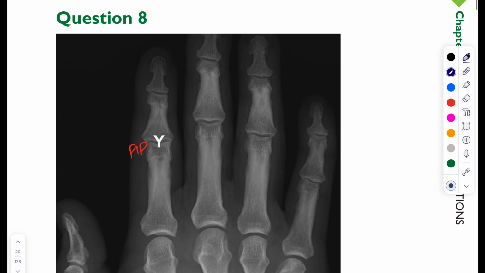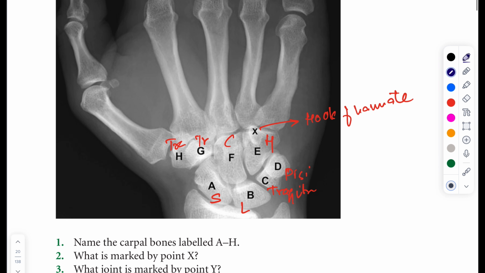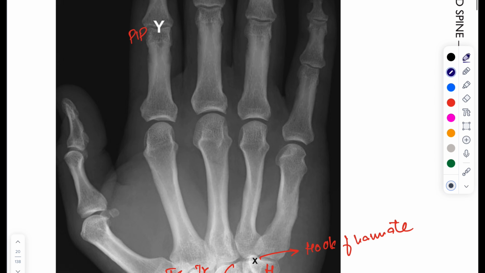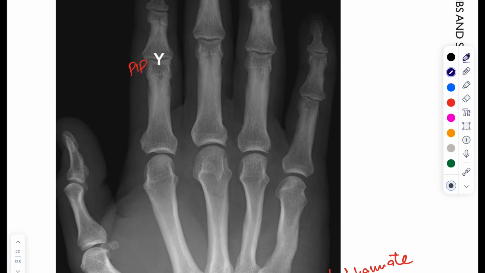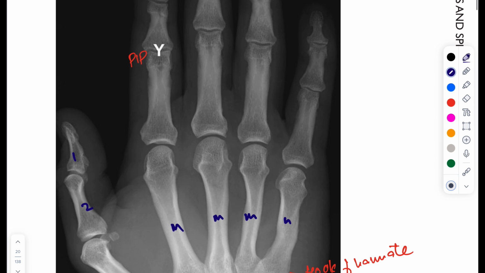So coming to the next station, here you get an X-ray like this and you have to identify. This is the thumb. This is 1, 2. These are metacarpals, 5 metacarpals. Carpal bones, and all these have got 1, 2, 3, 1, 2, 3 there. So 14 phalanges. This is the proximal interphalangeal joint.